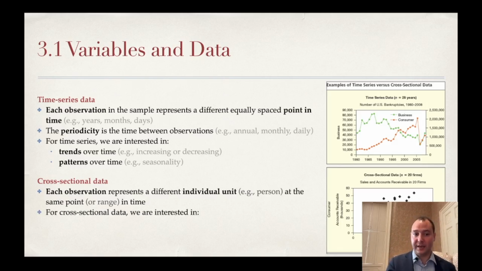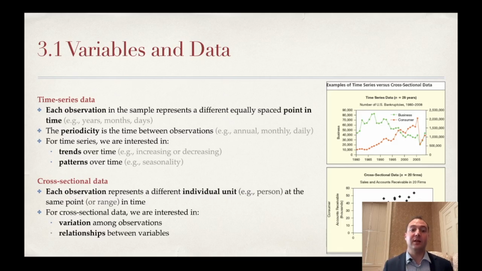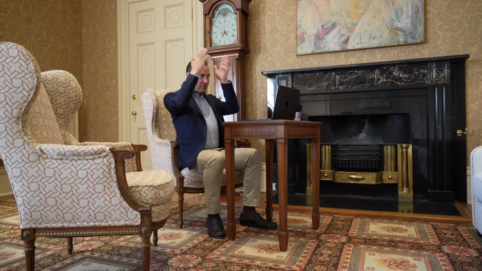For cross-sectional data, we're interested in variation among observations. How do the individuals vary over the data? So for example, is there a big difference or are they very similar? And relationships between variables. Is there a relationship between these two variables, height and weight, for example? It's called cross-sectional because if you think about it over time, it's like you're cutting a slice of bread. It's like you're cutting a piece of time out and analyzing the data at that point in time.